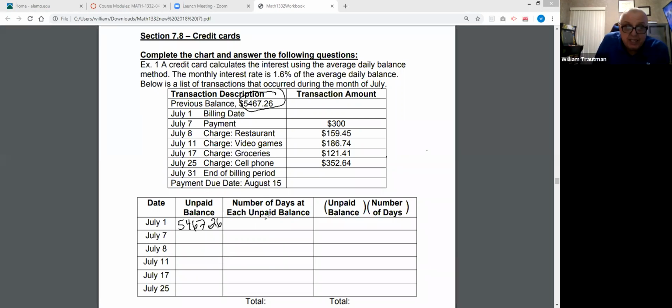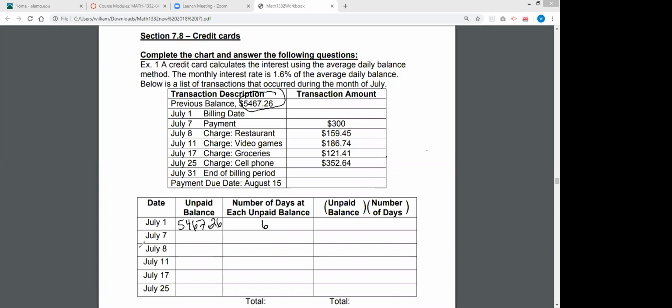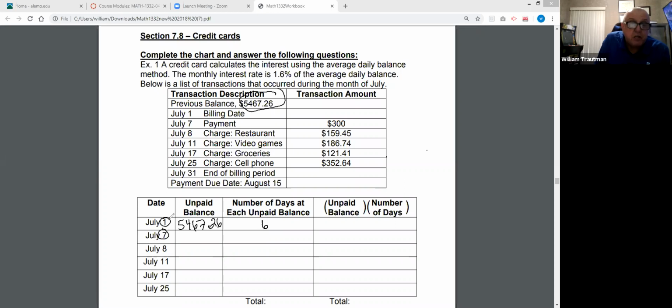5467.26 is 6. Does anybody know how I got 6 days? Yeah, you subtract these 2, July 1st to July 7th. Something happened on July 7th. I made a payment. So from July 1st to July 6th, my balance stayed the same at 5467.26. That's 6 days, 7 minus 1. The unpaid balance was 5467.26. The number of days was 6.